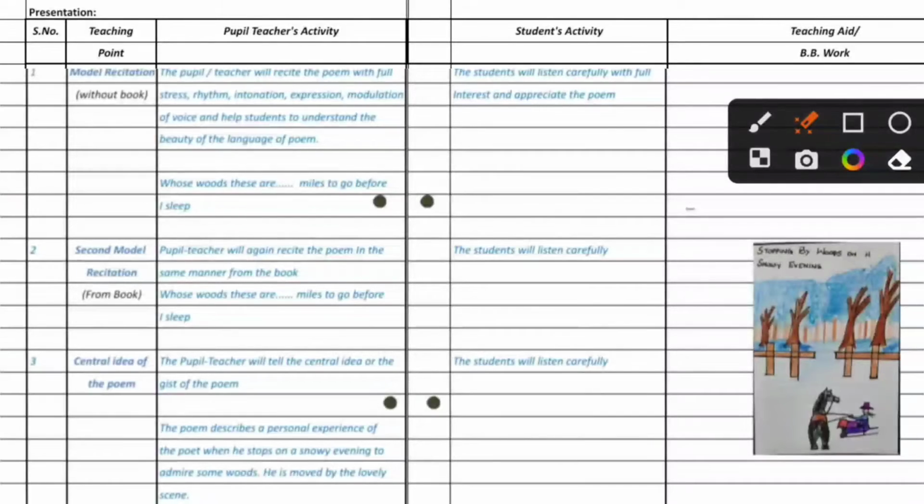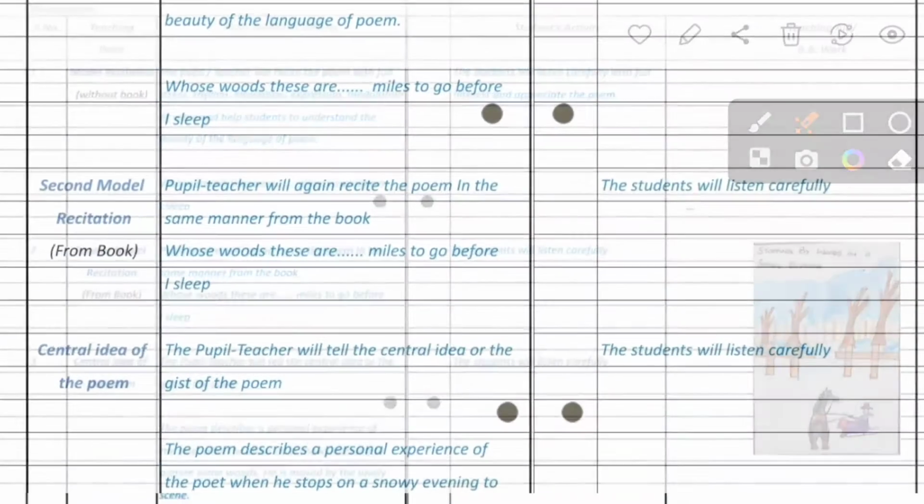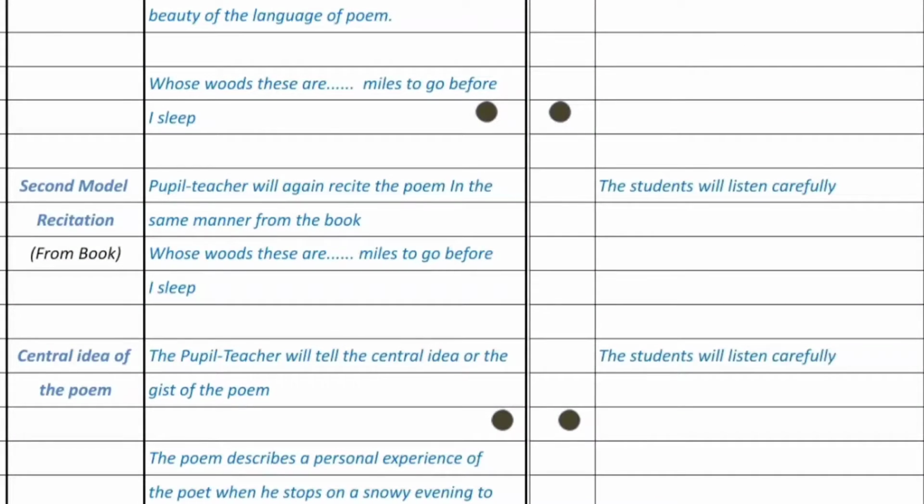Then the second teaching point will be second model recitation from book. So here the pupil teacher will recite the poem with the book. She will hold the book in her right hand and recite the poem. So in the pupil teacher's activity we'll write, the pupil teacher will recite the poem in the same manner from the book. And in the students' activity column we'll write, the students will listen carefully.